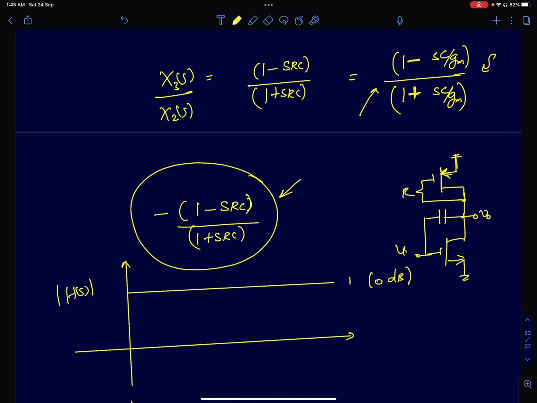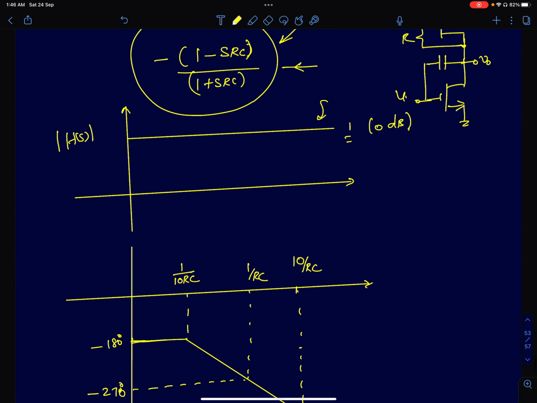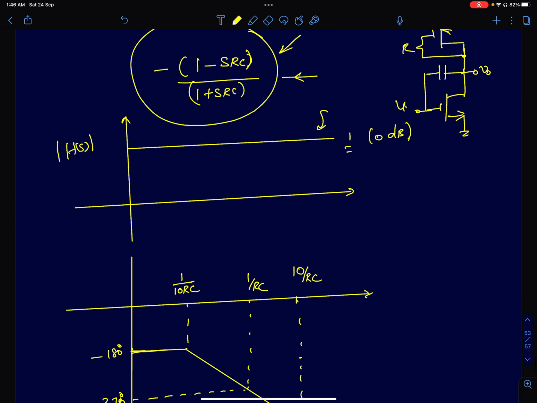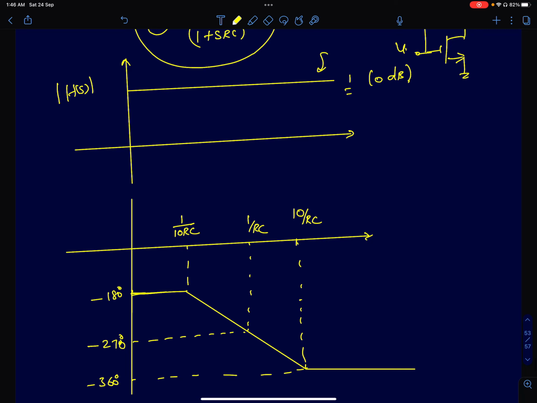So remember I said I've written it as 1 minus SRC by 1 plus SRC. Since R is 1 by GM, I'm just replacing GM with 1 by R. So I want to plot the response of this filter. Magnitude, since the mod of this is always going to be 1 for all frequencies, it's 0 dB or 1 for all frequencies. The phase is a very interesting profile. To draw the phase, there is a minus sign, so I'm going to assume minus 180 degrees is the DC phase.